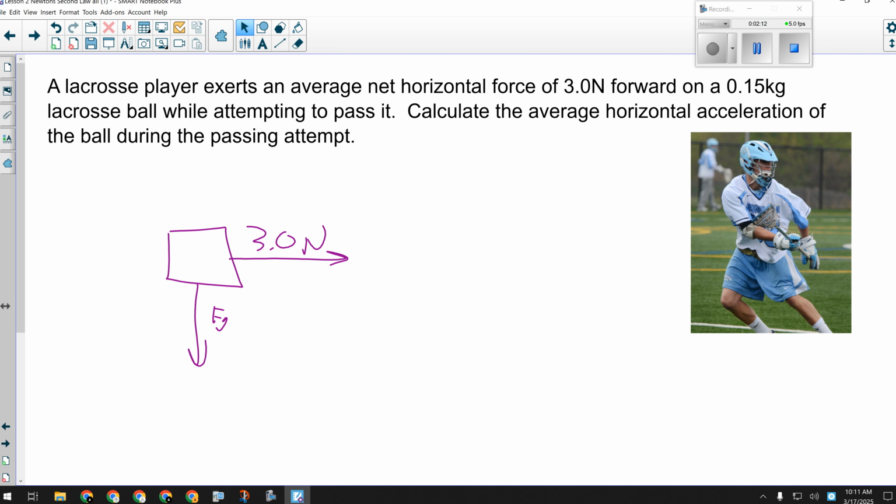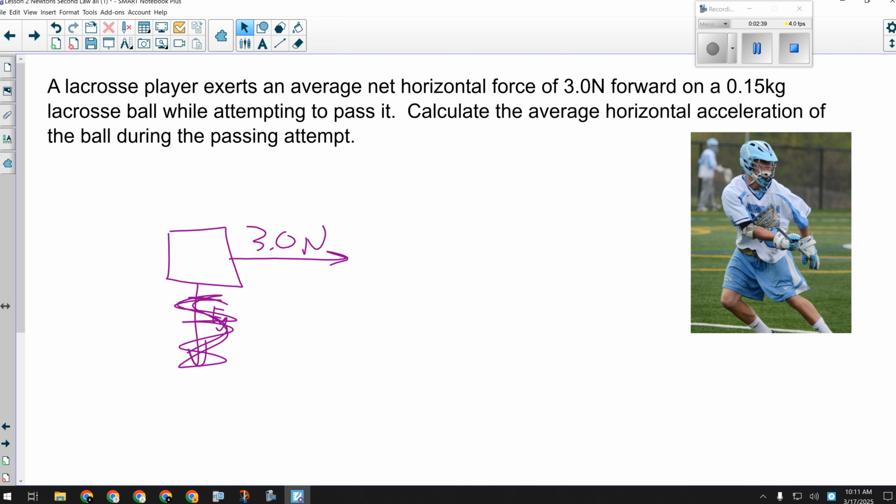If they told you average net horizontal force, the object's only accelerating horizontally. And we're only talking about the time it's in the net of the lacrosse stick, or whatever they call it, racket, I don't know. It's a stick with a net on it. So while it's in there and he's exerting the force on it, that's the only part we're worried about. We're not worried about after it leaves. Yes, then gravity would be part of it. It'd be a projectile. We're only worried about during the passing attempt. So I don't need to draw these on there because they don't matter.